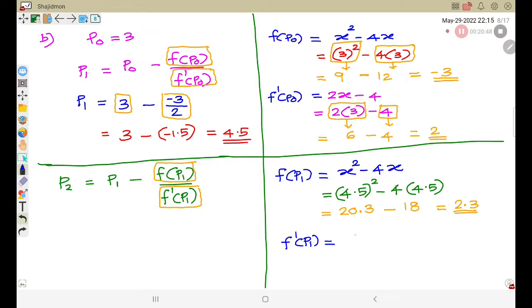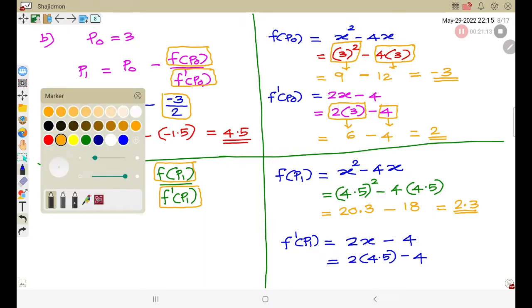So first write what is f dash x. What is f dash x? 2x minus 4. Now f dash of p1 means instead of x we need to replace p1 number, correct? Instead of x we need to replace p1 number. What is the p1 number here? 4.5. So 2 multiply x means p1 number 4.5 minus 4.